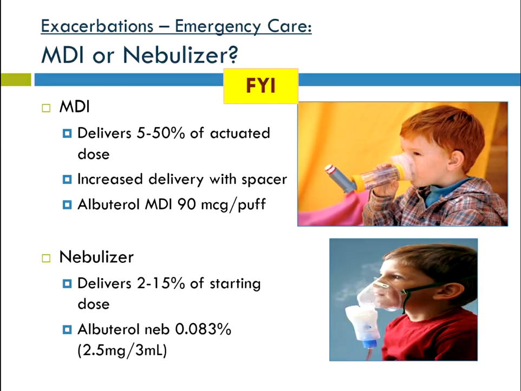A nebulizer delivers 2 to 15% of the starting dose. So y'all are probably wondering, how come they didn't use a nebulizer? It only delivers 2 to 15%, and we have 2.5 milligrams for every 3 mLs. So we're probably going to need more and more ampules of albuterol to put into the nebulizer, but we also run that risk of viral infections. Why?